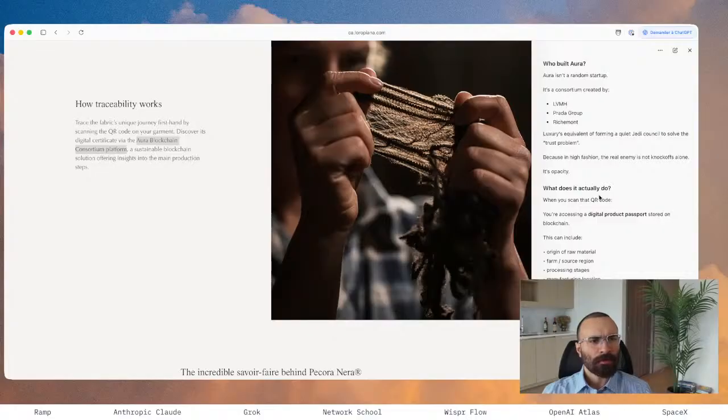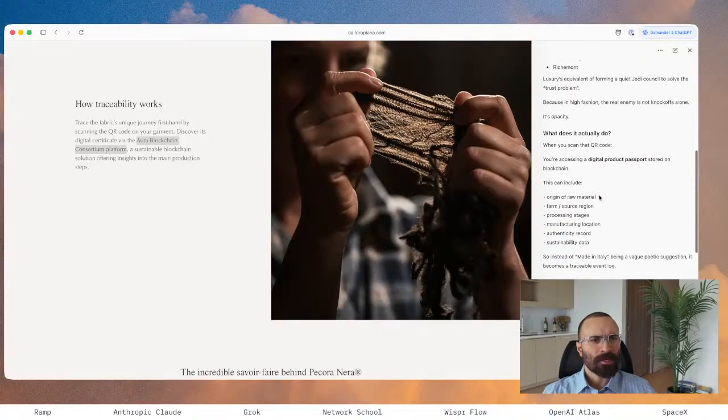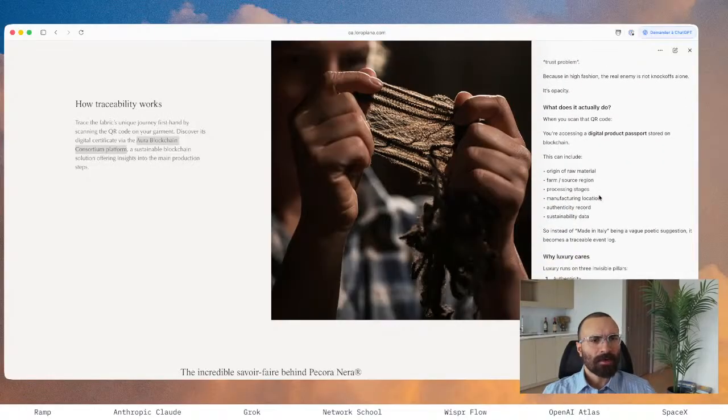Luxury's equivalent of forming a quiet Jedi council to solve the trust problem. Because in high fashion, the real enemy is not knockoffs alone, it's opacity. What does it actually do?